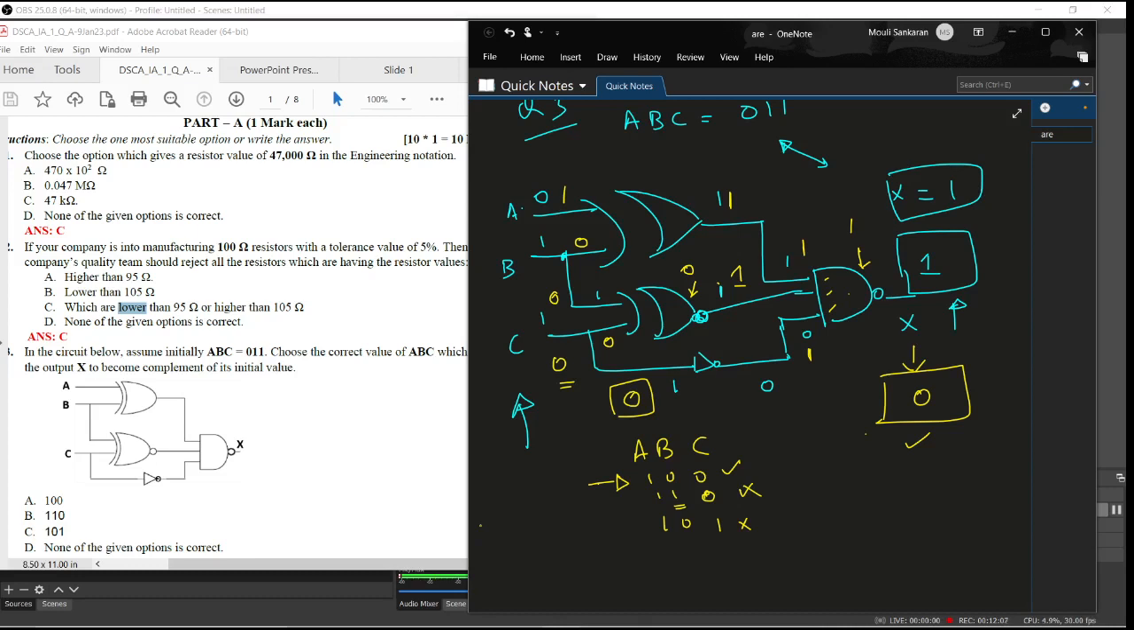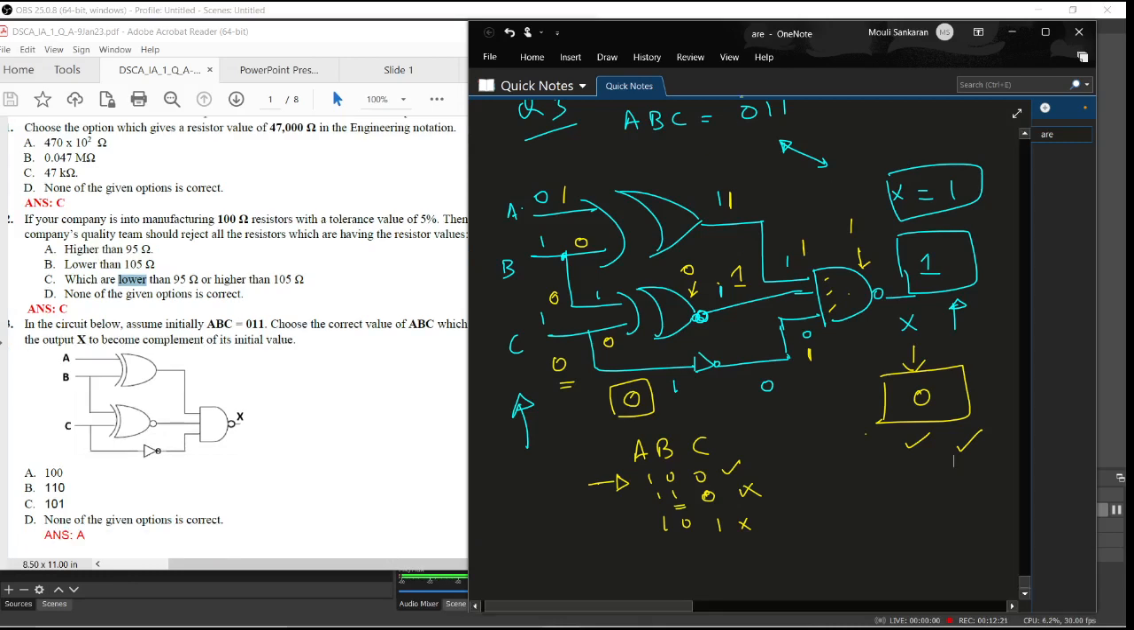So this is the correct answer, because if I give ABC as 100, then we will get the complement of the earlier output. Okay, so this is the correct answer. So the option is 100, which is A. I hope this is clear now.